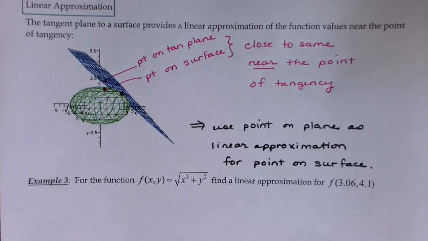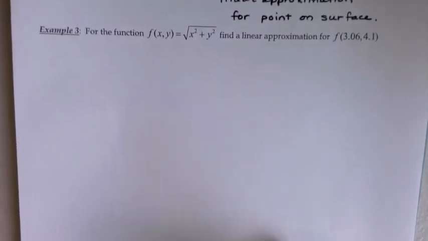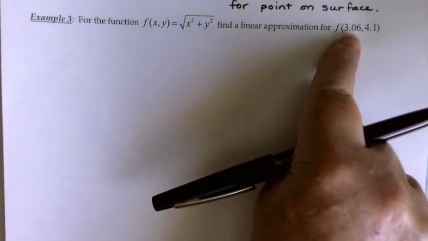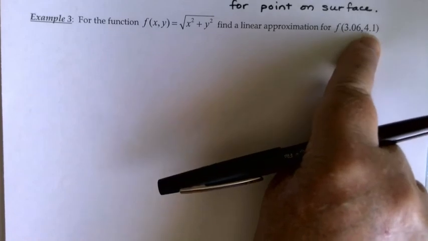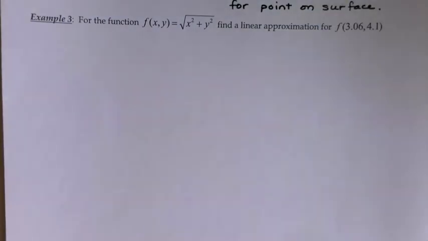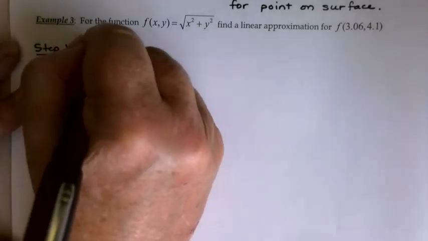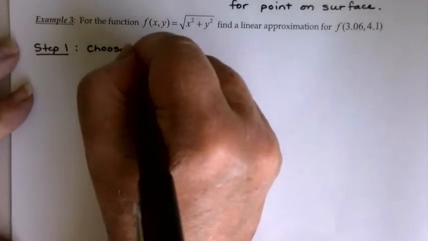All right, so I'm going to use what we already know about finding equations of tangent planes. I'm going to find the equation of the tangent plane and then use it to do the linear approximation. So here we go. I've got a function f of x and y is the square root of x squared plus y squared. And I'd like to find a linear approximation for f of (3.06, 4.1). So step 1 is going to be to choose a point of tangency.